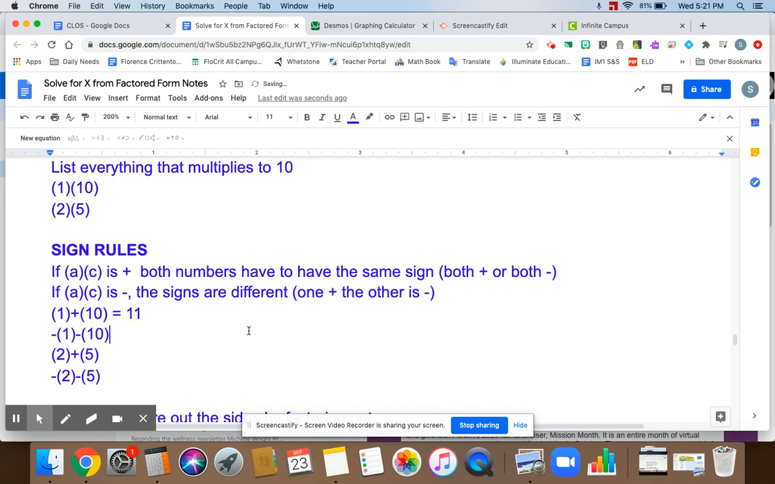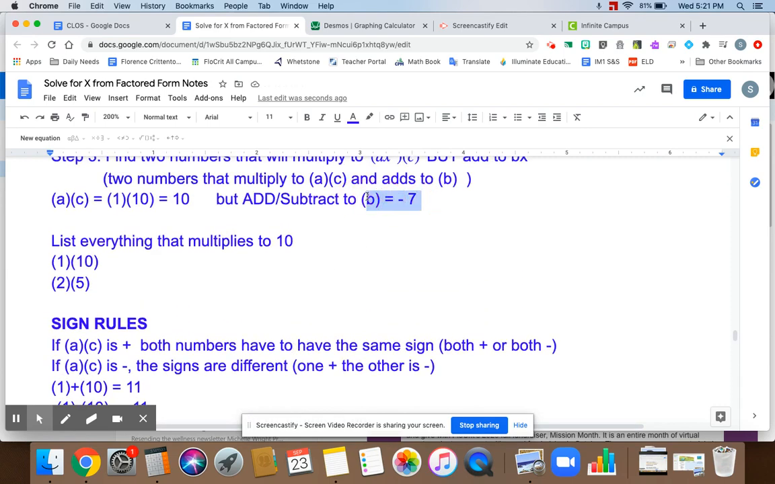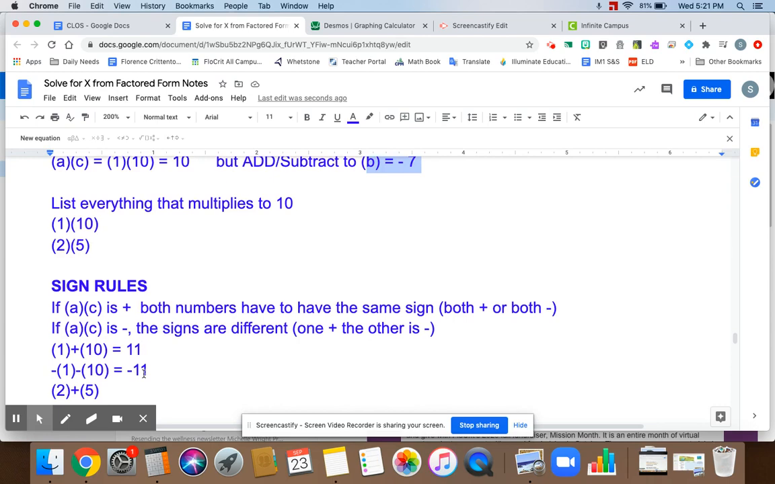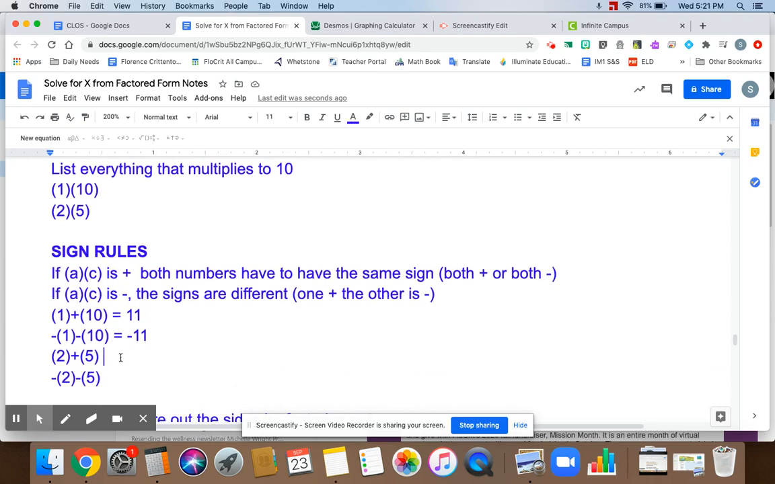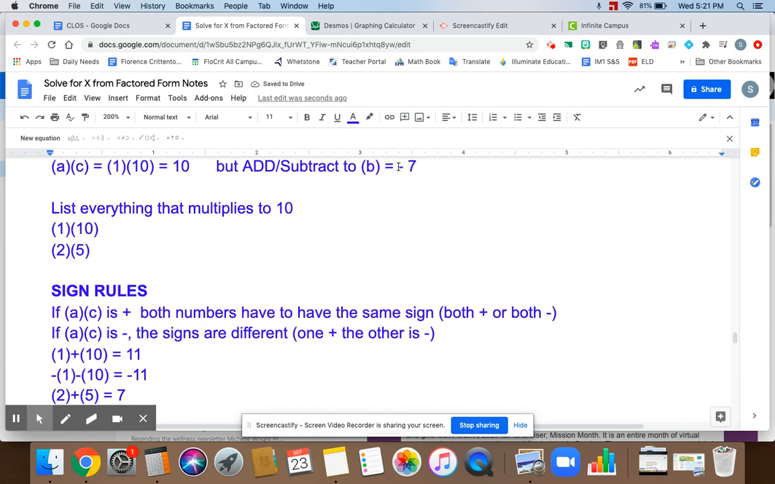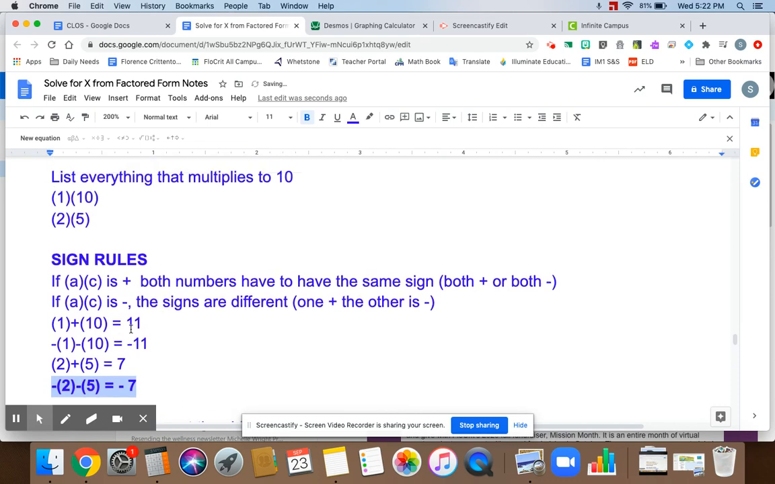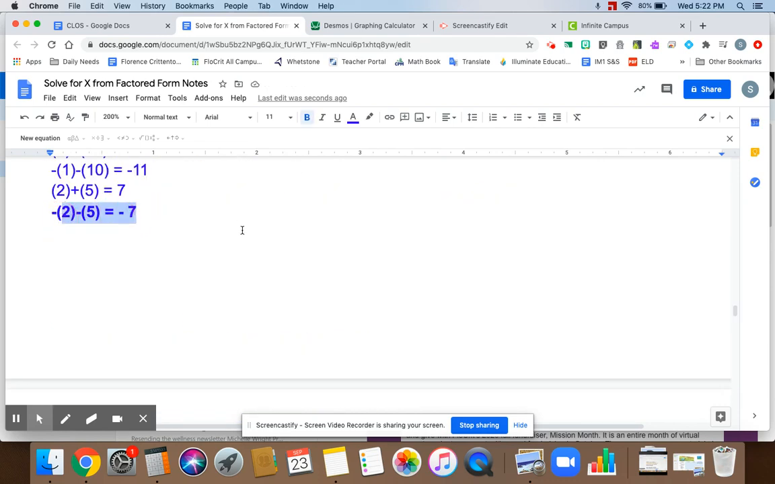1 plus 10 is 11. -1 minus 10 is -11. So my goal was to get to 7 though. So it's not these 2. If I do 2 plus 5, I get out +7. However, I want it to be -7. So if I do -2 minus 5, that's when I get out -7. So my 2 numbers are these 2. It's -2 and -5. So I know it's -2 and -5.